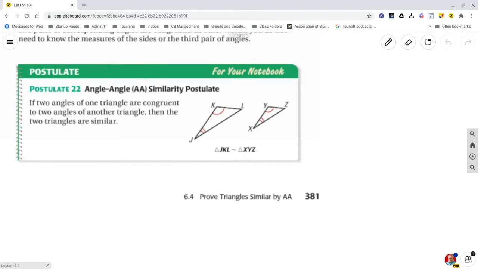What we do know now is that if we have two angles that are equal in two triangles, as we see in this example here, K and Y are equal, J and X are equal, then by definition, those triangles are going to be similar. Again, that means that when we look at the ratio of all of the sides of these triangles, that ratio is going to be the same.